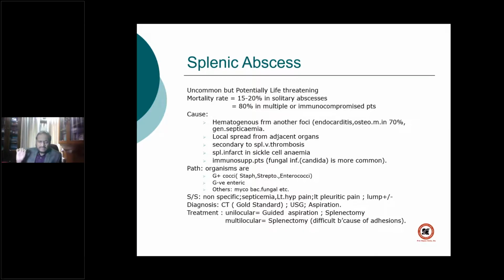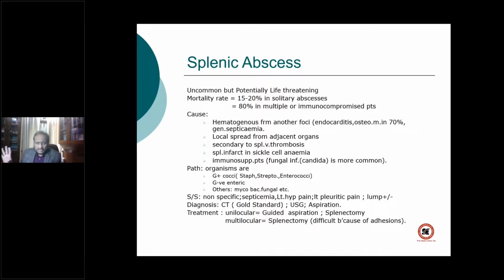The diagnosis is very simple. Gold standard CT. You can do an ultrasound, or you can do ultrasound guided aspiration. You'll be able to aspirate pus from the spleen. The treatment, if it is unilocular, do a guided aspiration. That may suffice.